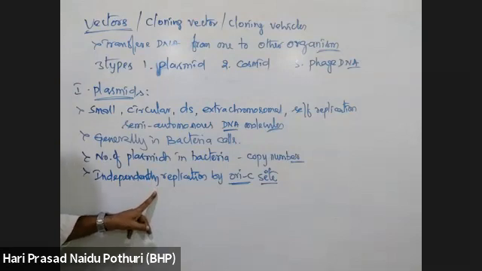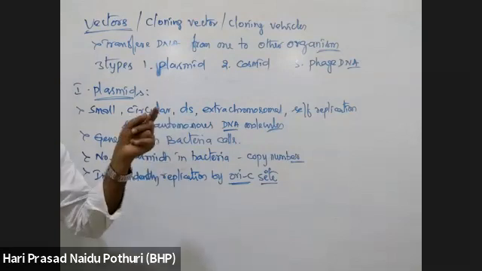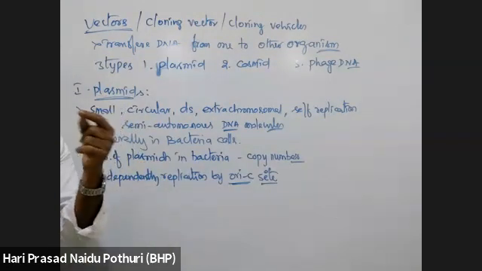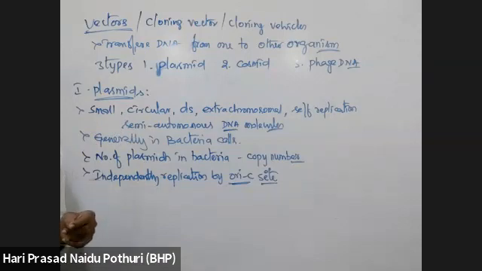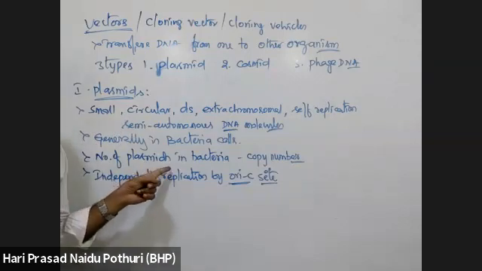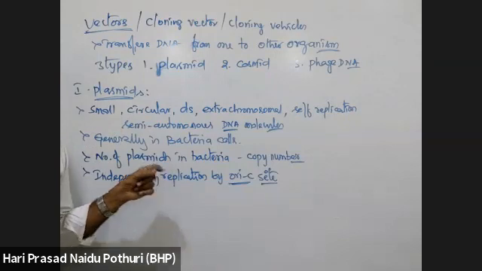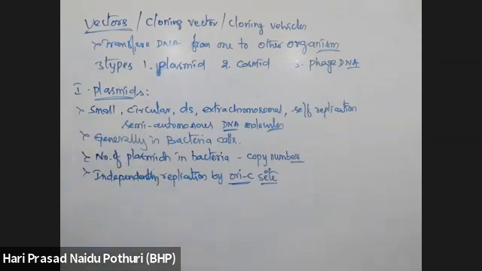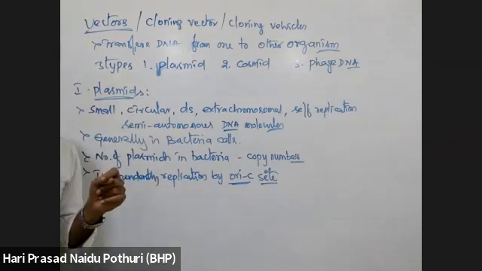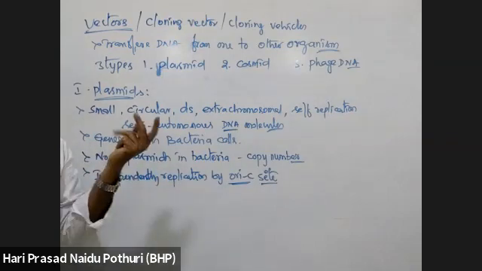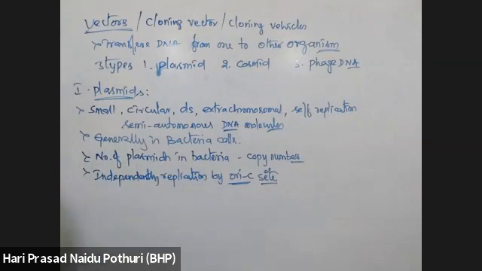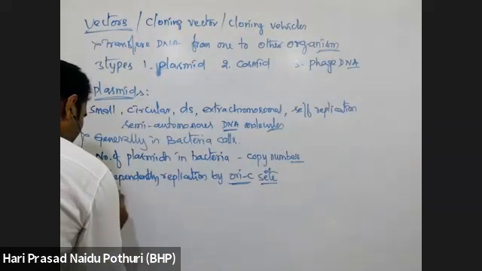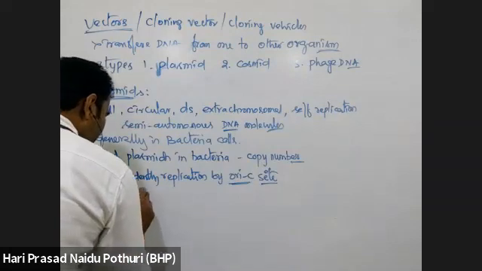Here, the copy number is different from bacteria to bacteria. I told you, there may be a single plasmid, one copy number, or multiple copy numbers, up to 40, 50 also. Some bacteria may have one or two plasmids, a single copy number, and some bacteria have more, around 40 to 50. Here, the size of the plasmid is also very important.